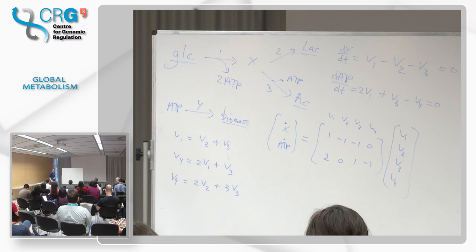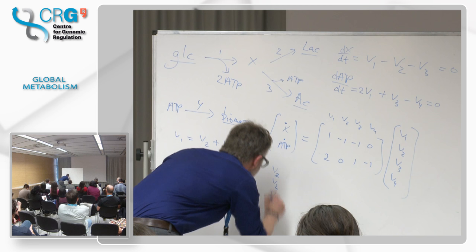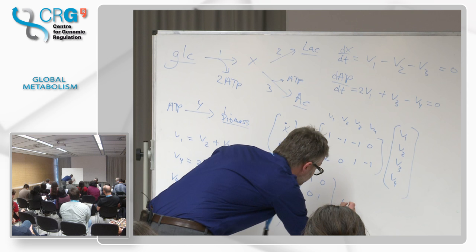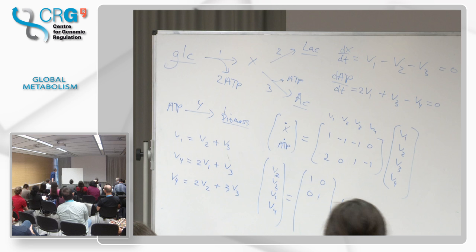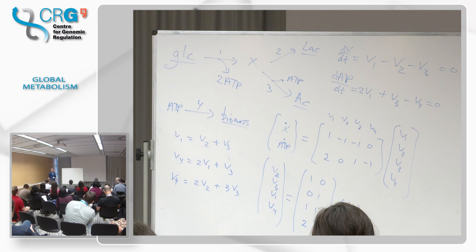And again, you could write this in matrix notation. You could say, OK, I have all my rates. I do the independent ones up front, V1, V4. And now I get a matrix here, 0, 1, 0, 1. So these are these two, because I'm making them as a function of V2 and V3. So V1 is one of that and one of that. And the other one is 2 times V2 and 3 times V3. The computer will automatically do this for you.